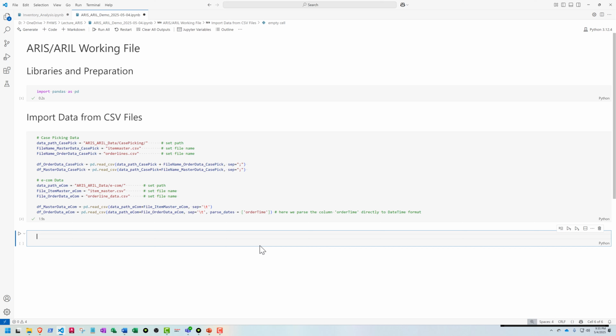All right, so let's have a look. Let's first look at the master data file for the case picking system.